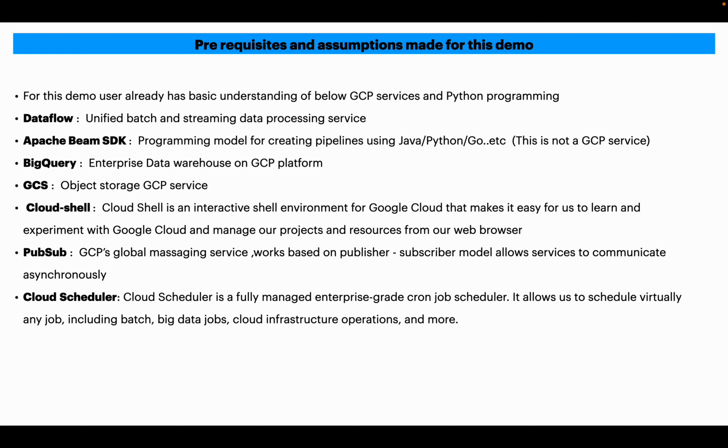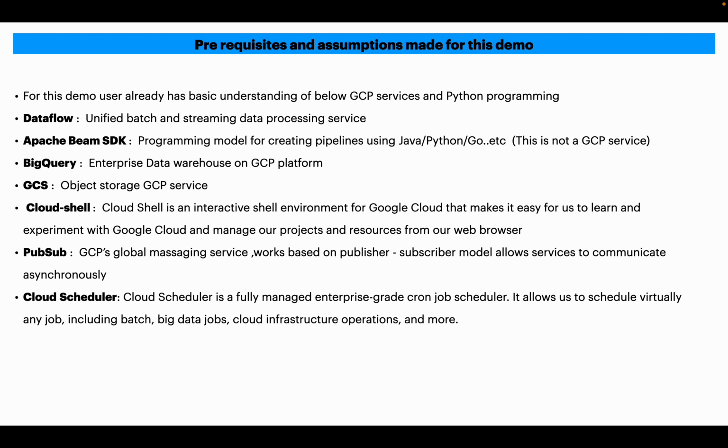GCS, Google Cloud Storage: you can store any type of data, structured and unstructured, in Google Cloud Storage. It comes under storage services. Then we are going to use Cloud Shell. Cloud Shell is an interactive shell available in the Google Cloud Platform. You can interact with any other Google Cloud service using Cloud Shell with CLI commands. It also comes with some pre-installed software. You can run your code, and you can build your code either in Python or Java.